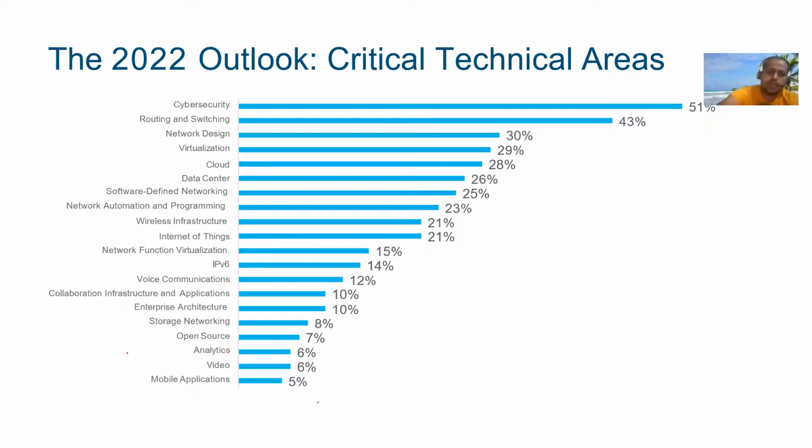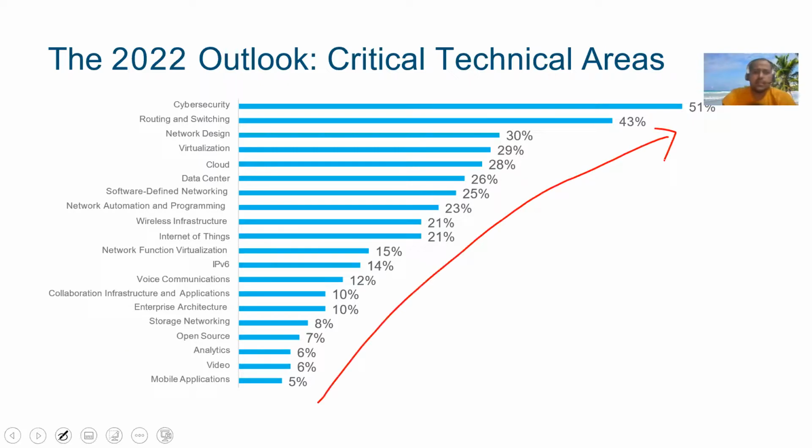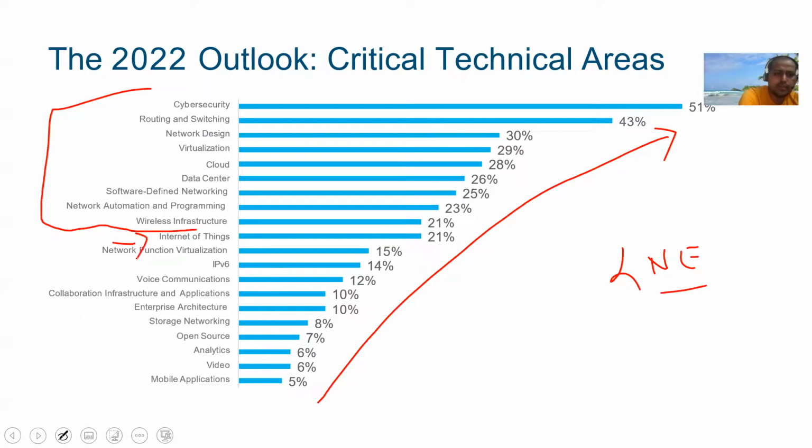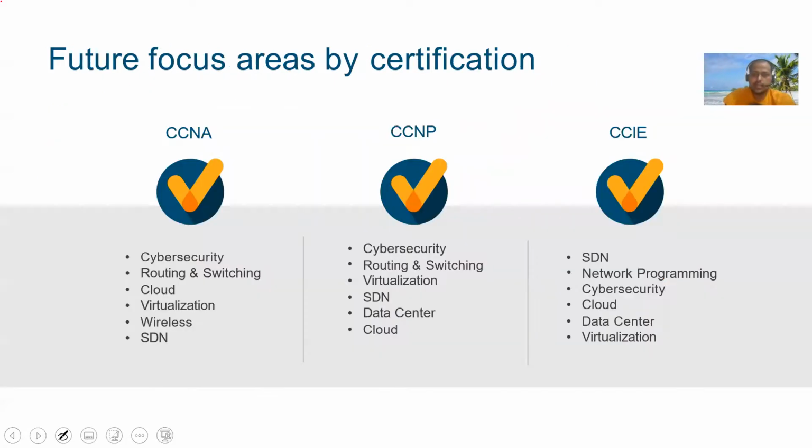But as per the survey, you can see that the survey is telling that cybersecurity weightage is going to be critical, 51%. And again, this is with respect to network admins or network engineers. So cybersecurity, network routing and switching, network design, virtualization, cloud, data center, and SDN. You can have a mark at least up to this, and even if you are interested in IoT and NFV, network function virtualization, you can have a look. But what are the top key areas that you should look at as a CCNA engineer, CCNP engineer?